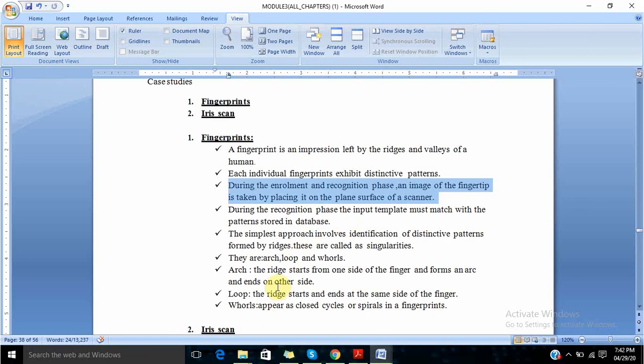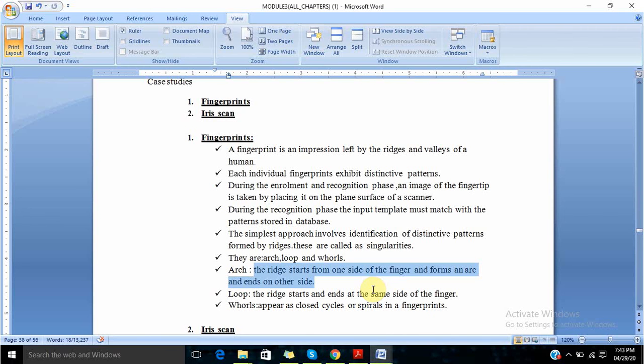So we'll just understand some of the patterns, students. We have something called arch, loop and whorls. An arch is a ridge that starts from one side of the finger, forms an arc and ends on the other side. A loop is a ridge that starts and ends on the same side of the finger. Whorls appear as closed cycles or spirals in a fingerprint.